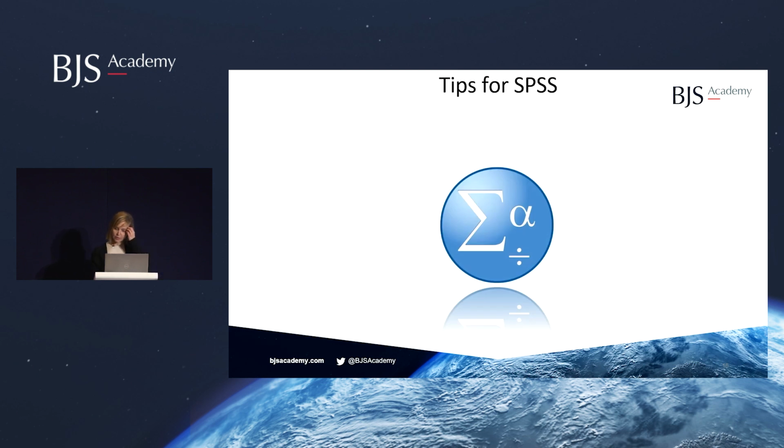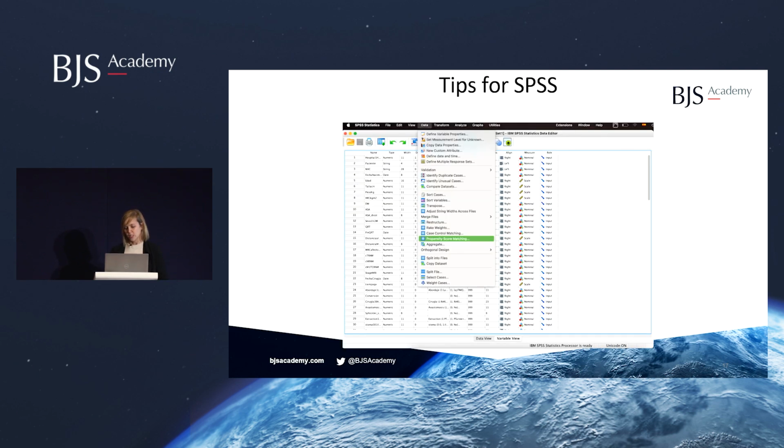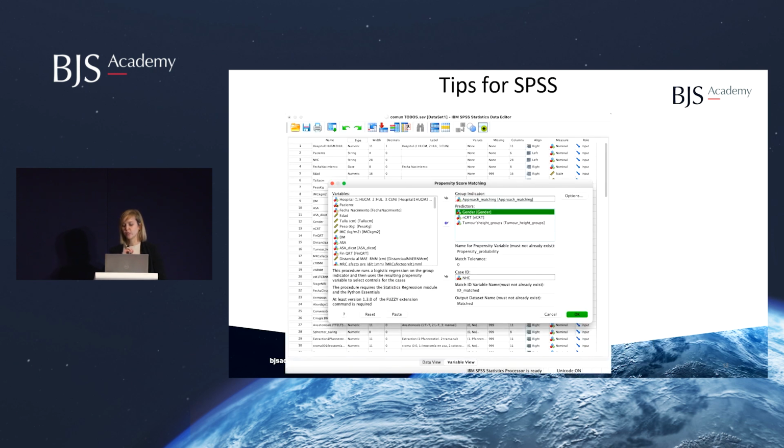And I just wanted to be a little bit practical now and show a few tips on how to do this on SPSS. This will be our database, and once you have everything completed, you can go to Data, then Propensity Score Matching. Here, we have to fill in all our details, including all the characteristics of our propensity score analysis. First we have our group indicator. In this case, for example, it would be the approach, TaTME or laparoscopic TME.